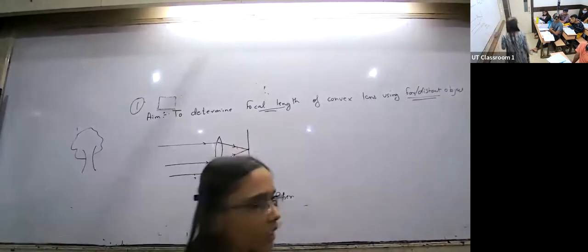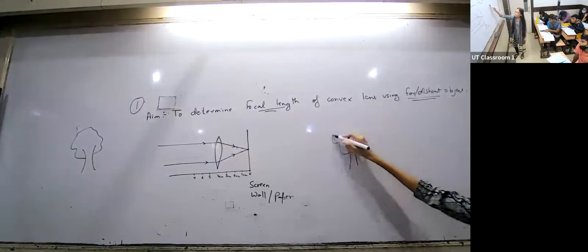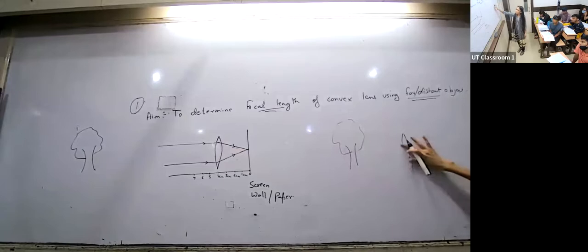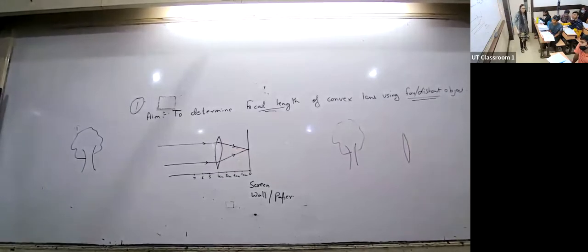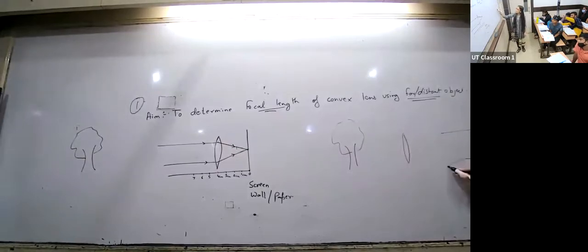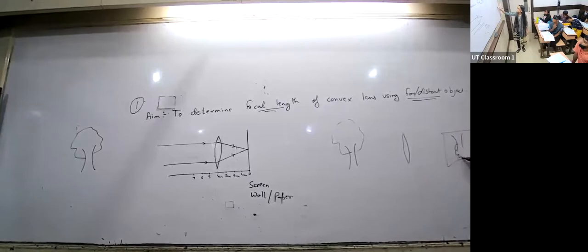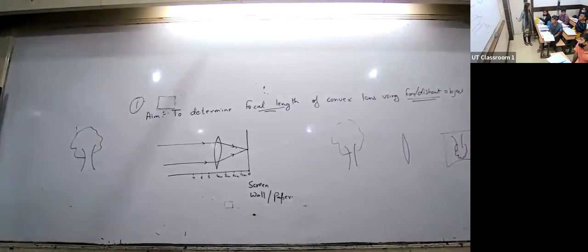So how will this look in a diagram if you have to draw properly? So this is the tree. This is my lens. You have to draw a convex lens because we are finding the focal length of a convex lens. What kind of image will I get on the screen which is kept here? I will get a real image. So a real image is inverted. So whatever I'm trying to see on my wall would be the inverted image of the object that is there outside. Is this clear? Yes. Okay.